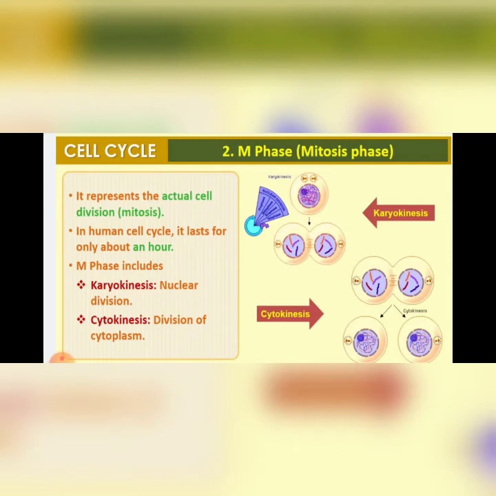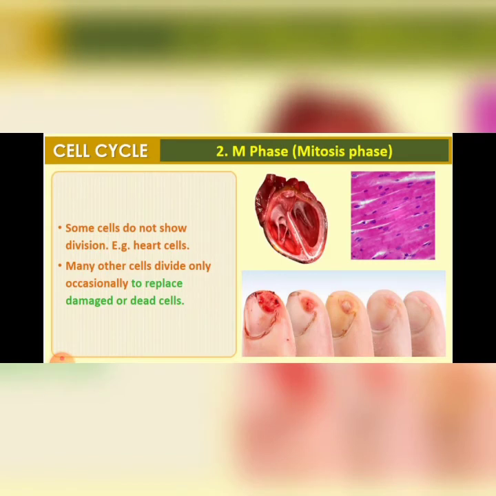Okay, so next is about M phase. This could be mitosis or meiosis depending upon the type of cell. So M phase represents actual cell division. In the human cell cycle, it lasts for only about 1 hour. M phase includes karyokinesis and cytokinesis. As I mentioned, karyokinesis is nothing but nuclear division. Cytokinesis is nothing but division of cytoplasm. Some cells don't show any division, for example heart cells. Many other cells divide only occasionally to replace damaged or dead cells.